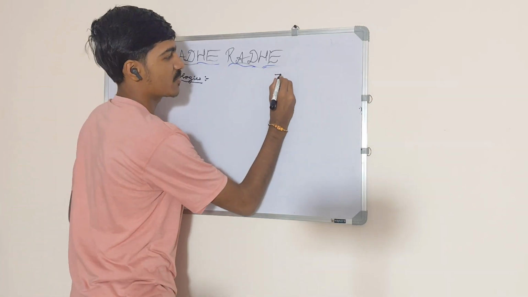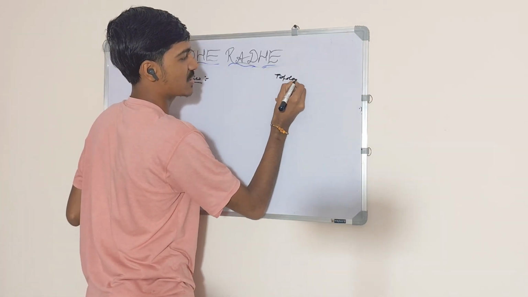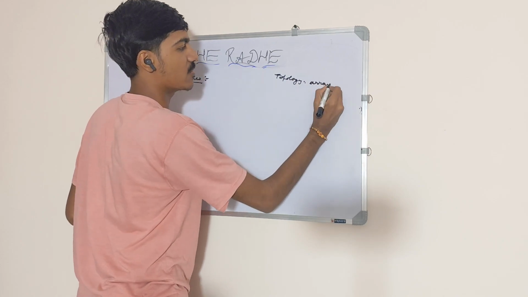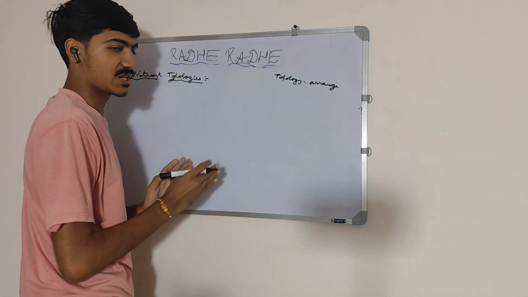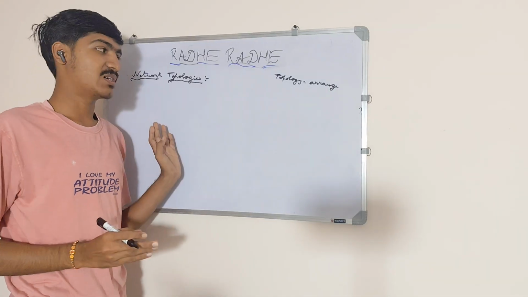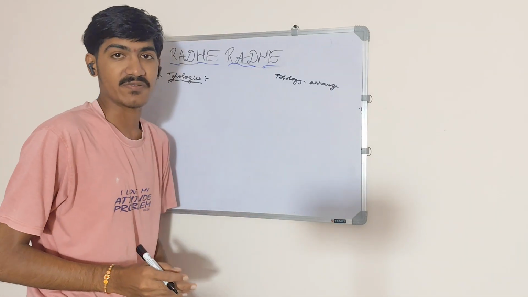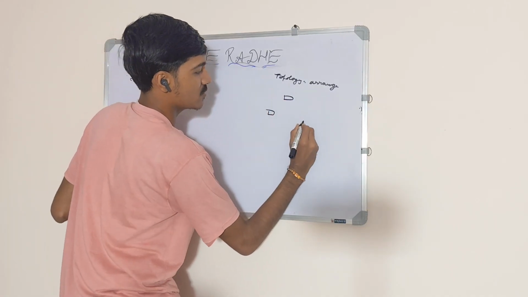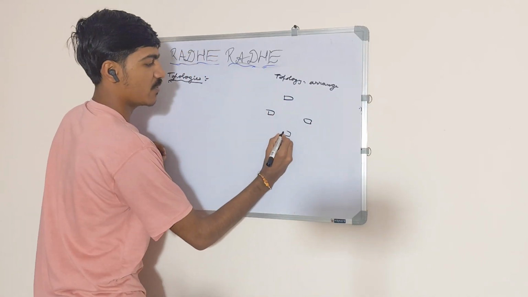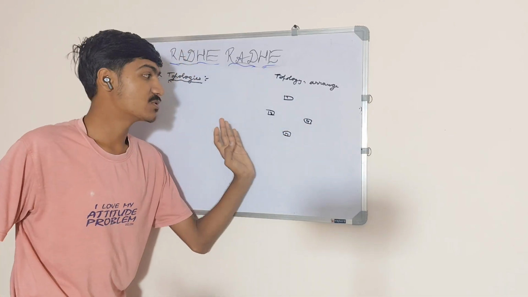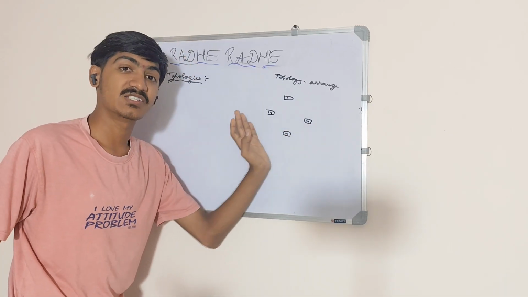Arrangement. Topology, if you take out the dictionary, you'll see topology is nothing but arrangement. So, network topology is nothing but arrangement of the network. Here, not arrangement of network, but arrangement of devices in the network. Suppose we have 4 devices: 1, 2, 3, 4. Now, how are these devices arranged?